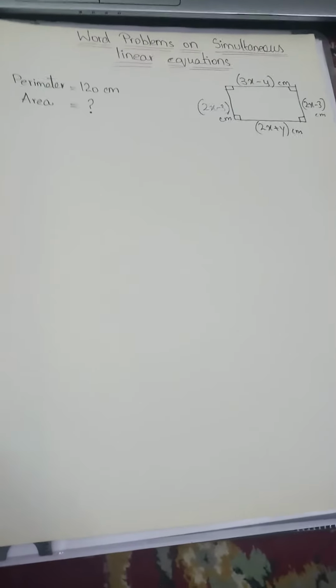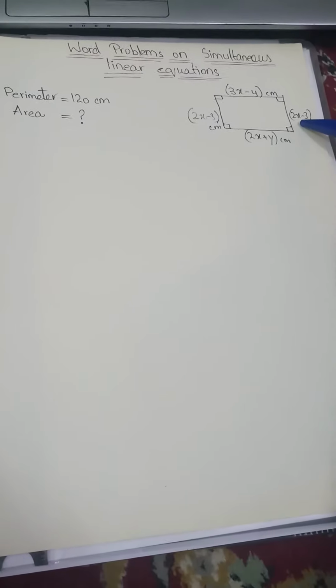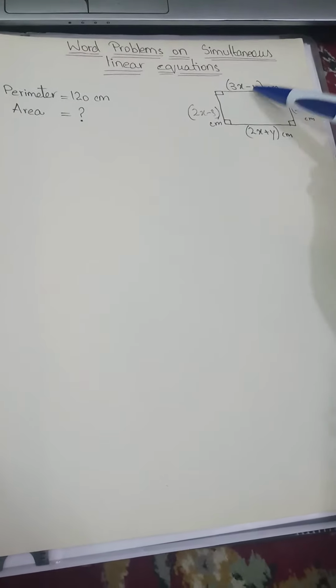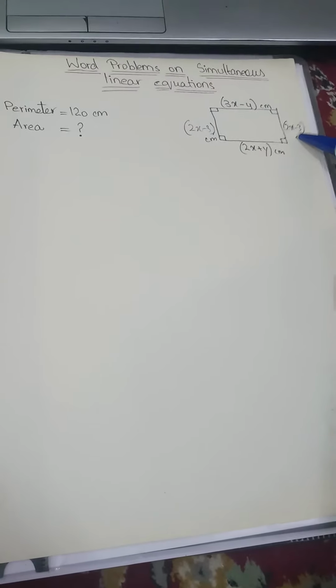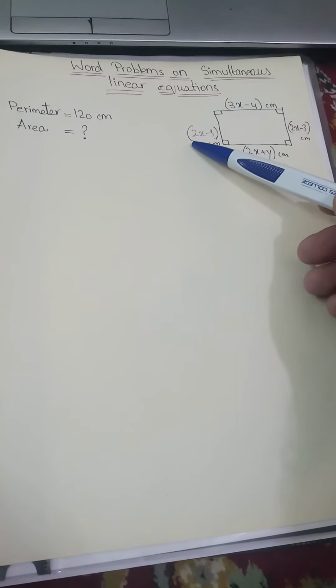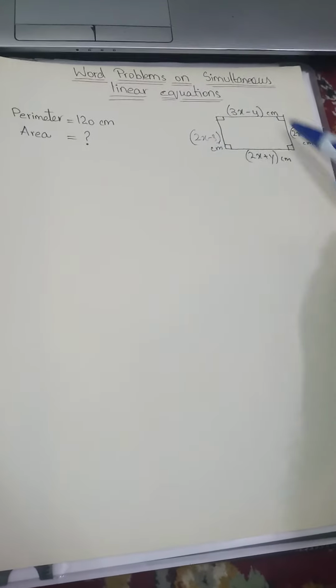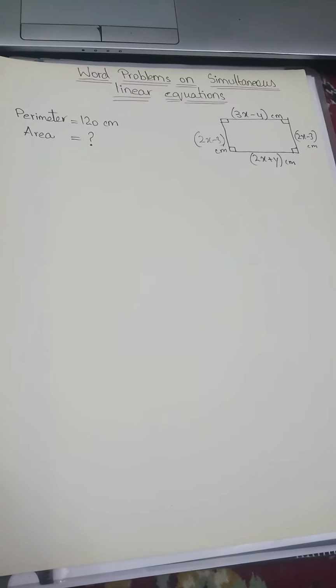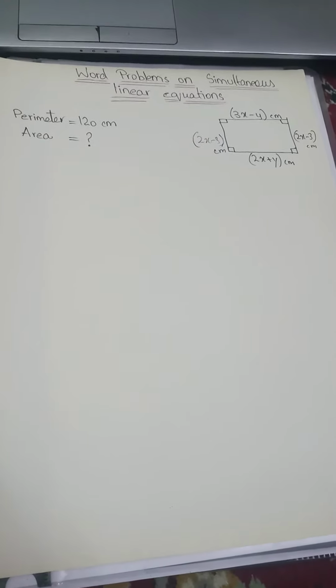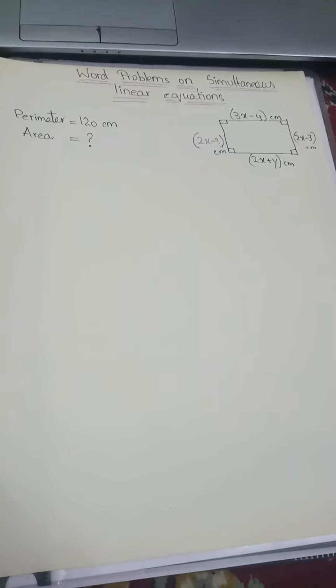This time we have a rectangle in front of us and three sides of the rectangle have been given to us, and I know that the opposite sides of a rectangle are always equal. So if this side is 2x minus 3, I wrote 2x minus 3 on this side too, since these two sides are equal in a rectangle and these two sides are equal in a rectangle. And the other information is the perimeter. We have been given the perimeter, which equals 120 centimeters, and we have to find the area of this rectangle using this data which is in front of you.